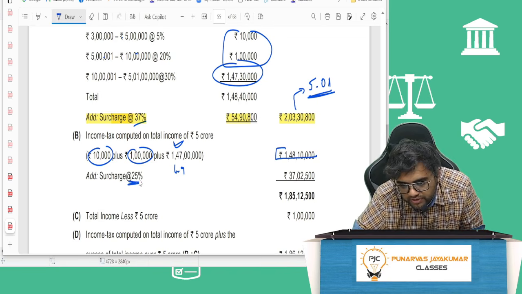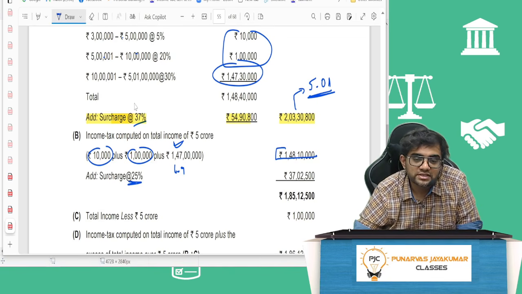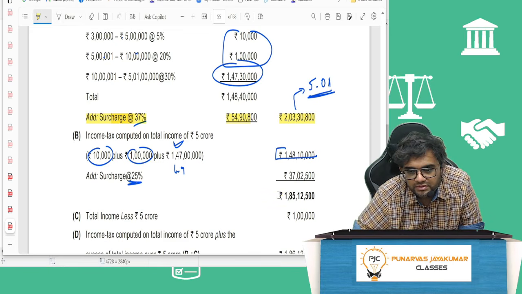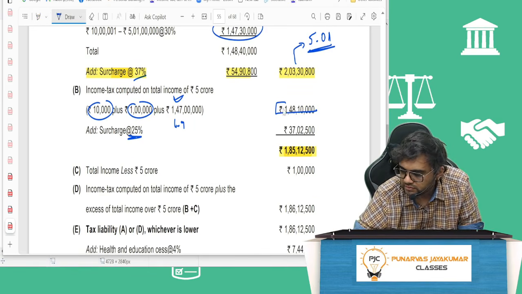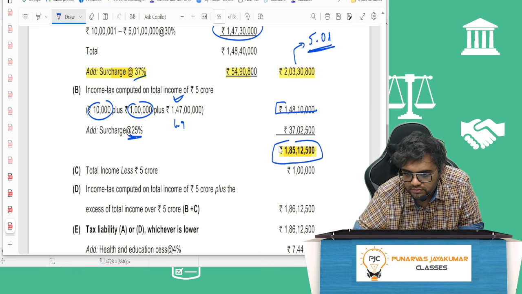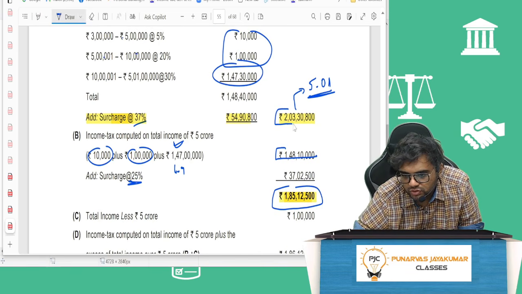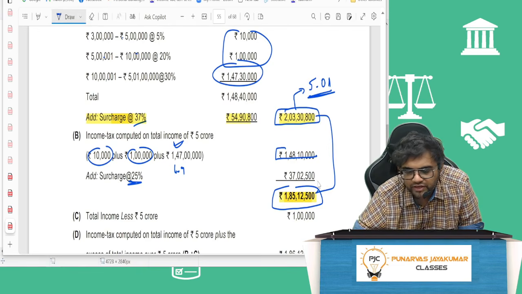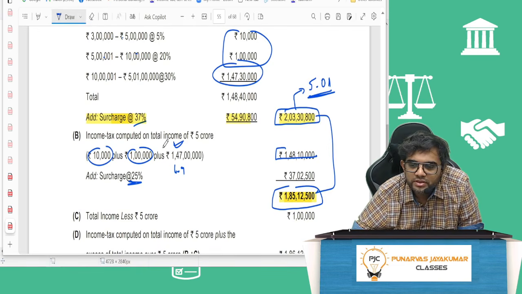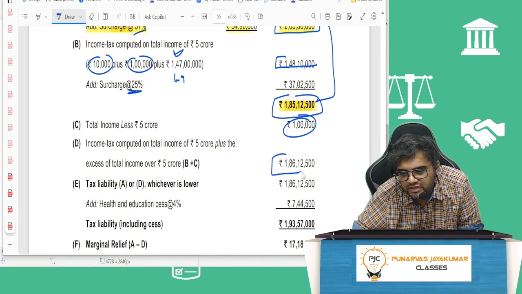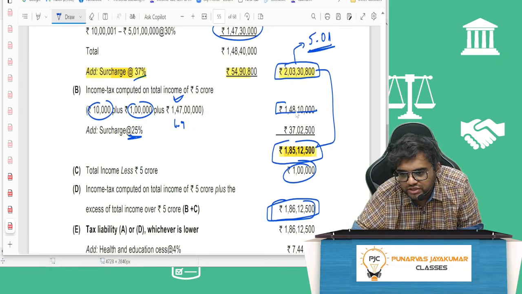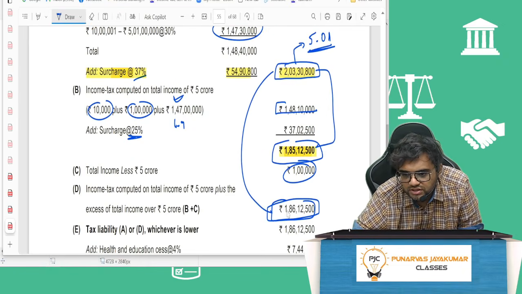Add surcharge 25%, not 37%, because now you are at the lesser slab. So you'll be paying 185, 12,500. 203, 30, 800, 185, 12,500. But then you are adding how much? You are telling Nirmala madam that extra 1 lakh also you keep, madam, I don't want. So 186, 12,500. Of these two, which is cheaper, this only.